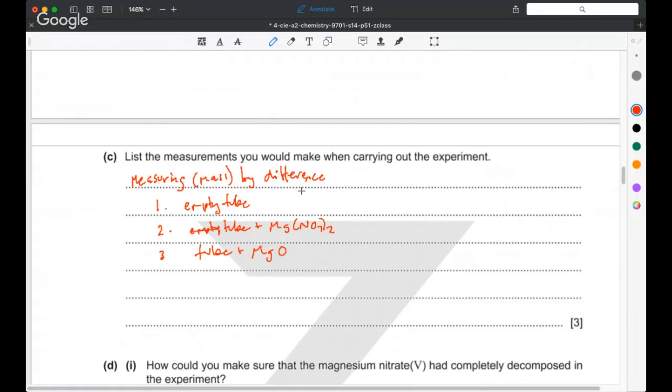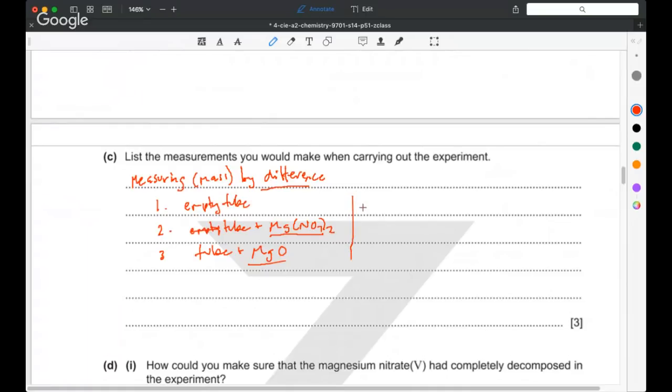So, you know, this is quite good vocabulary. You can quickly say, in all this experiment, I'm doing my measurements by difference. And then the examiner knows that you're doing appropriate ways of measuring the mass by subtraction rather than just trying to measure a mass on its own. So that would give us the mass of magnesium nitrate to start with, and that would give us the mass of magnesium oxide to finish with.